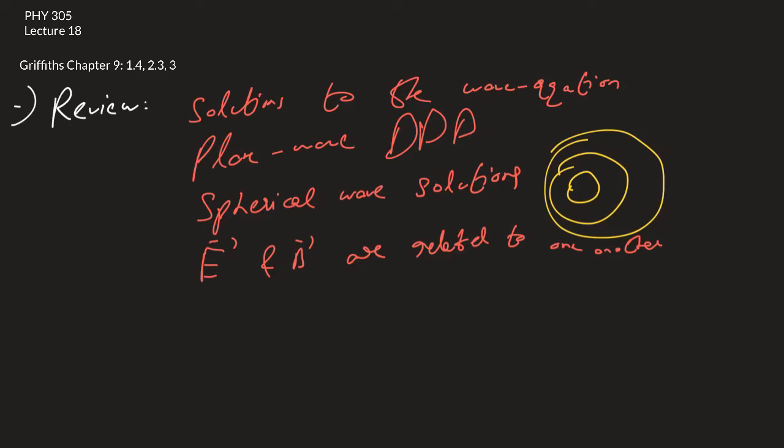And once they satisfy that, we see that B and E are always orthogonal to one another. So this is a wave and it's a vector, this is a wave and it's a vector, and these two vectors are orthogonal to one another.